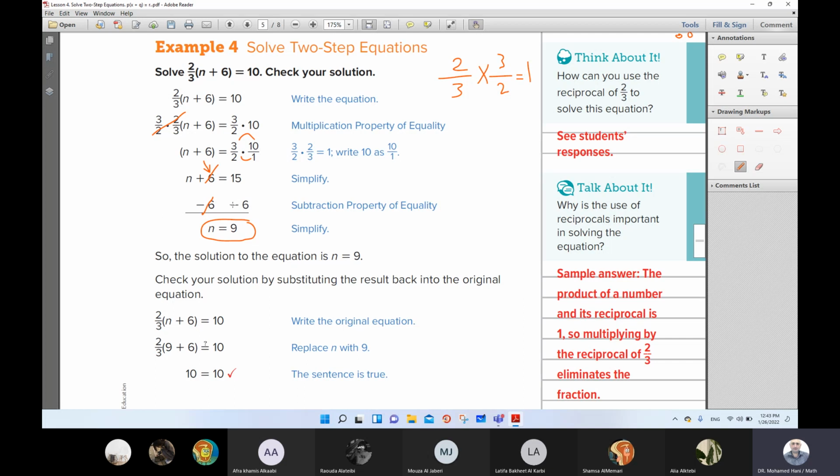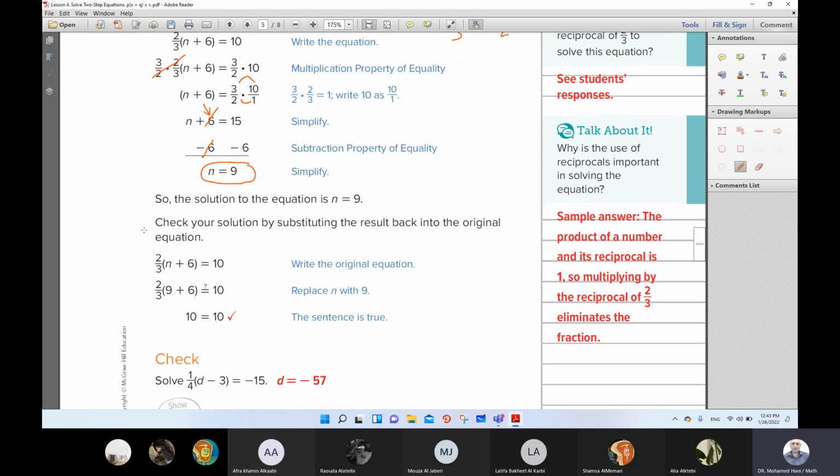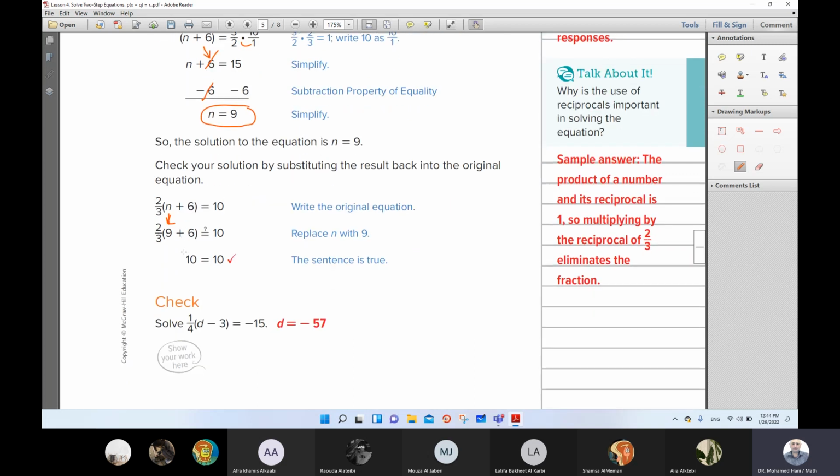If you want to check, rewrite the same equation, then substitute the value of n equal 9. Put the value of n equal 9. Is 2 over 3 multiplied by parentheses 9 plus 6 equal to 10? Solve the first side here. 9 plus 6 will be 15. 15 times 2 will be 30. 30 divided by 3 will be 10. Is 10 equal 10? Yes. This is a correct equation, which means this is the correct solution.